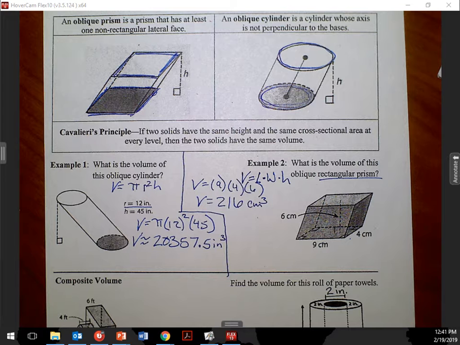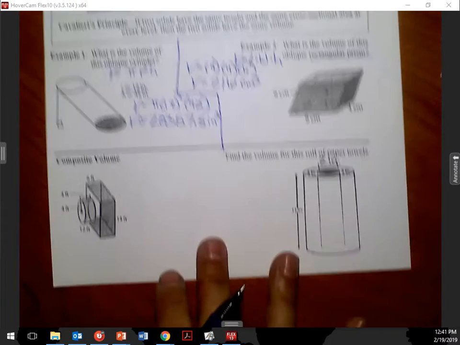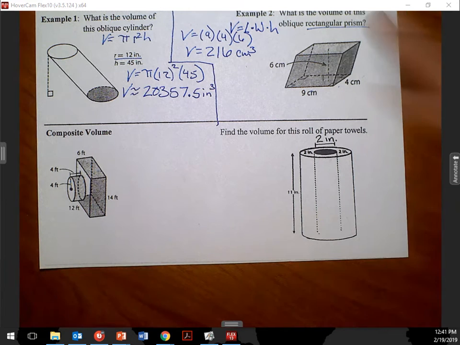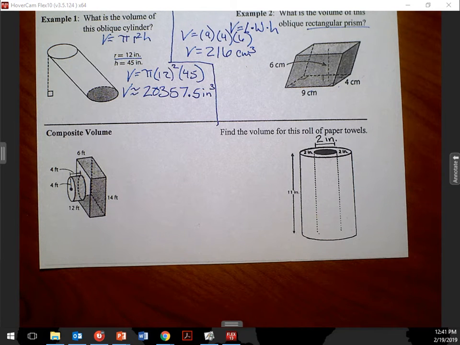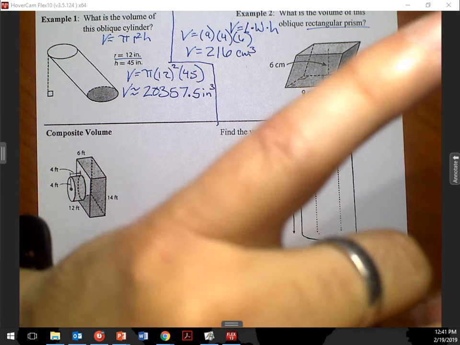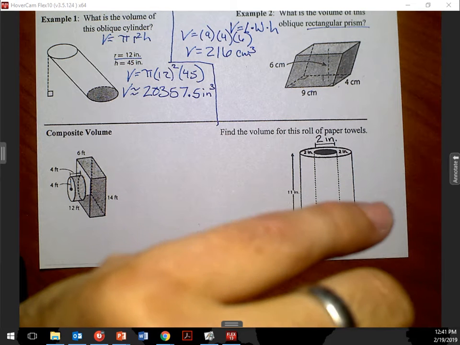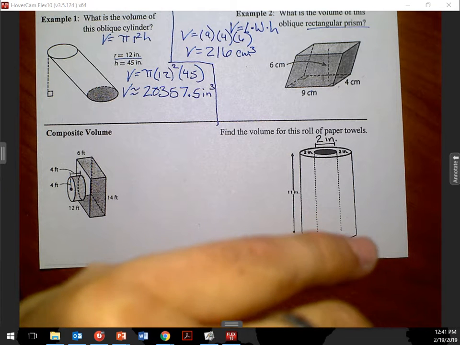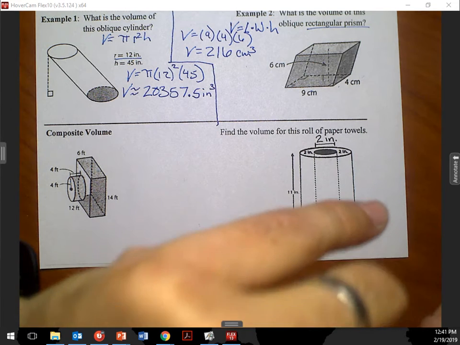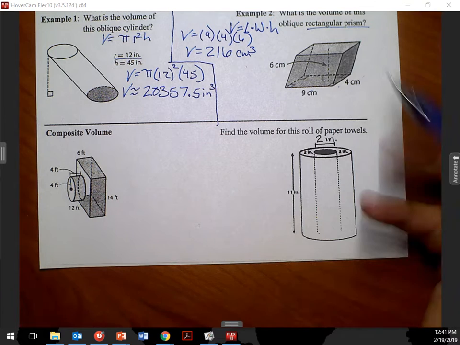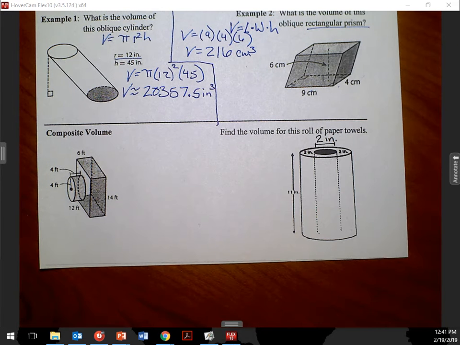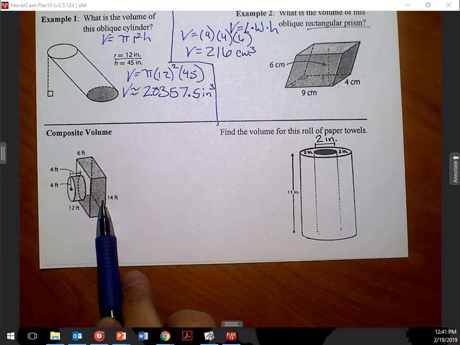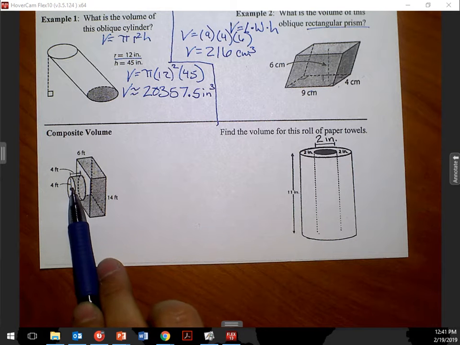All right. Let's take a look at the next part. It says composite volume. Now, composite is the same as saying compound. We did compound area. We separate them, but for this one, is this going to be an addition or subtraction? Addition. So I have a rectangular prism with a cylinder attached.